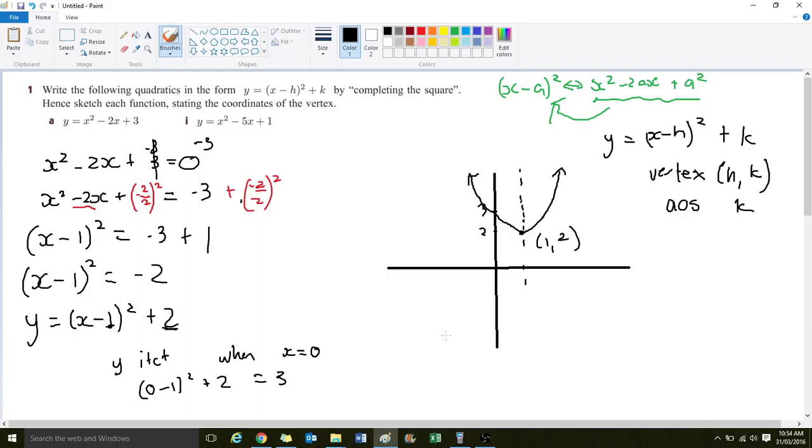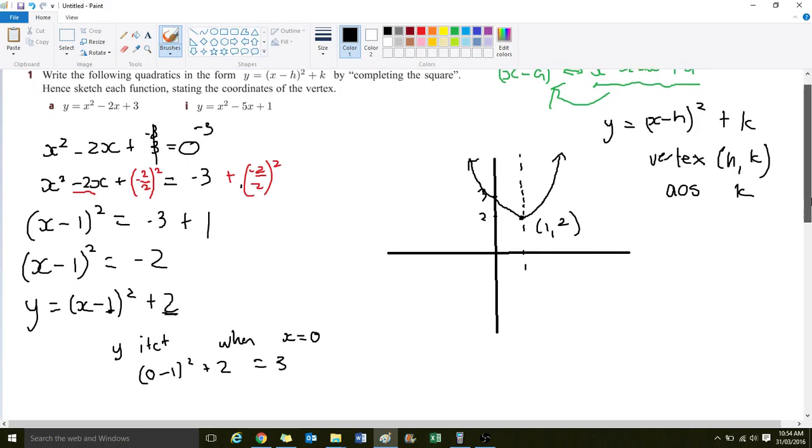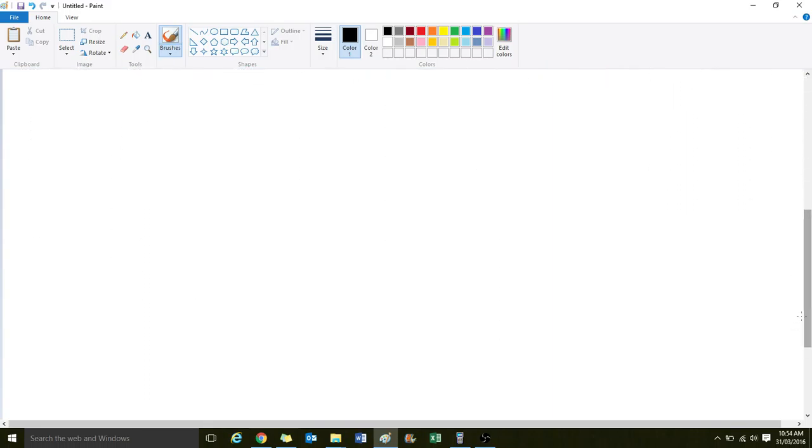Okay, let's look at the second example, which might be a bit more difficult. We have x squared take 5x plus 1. Okay, so again, completing the square, we want to make it equal to 0, and we move the third number over, or the c value. Okay, now we add half of this to both sides.